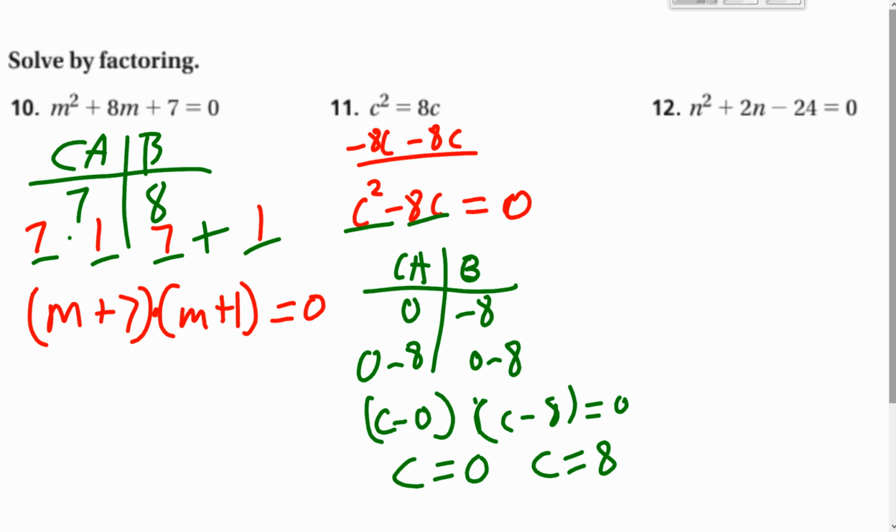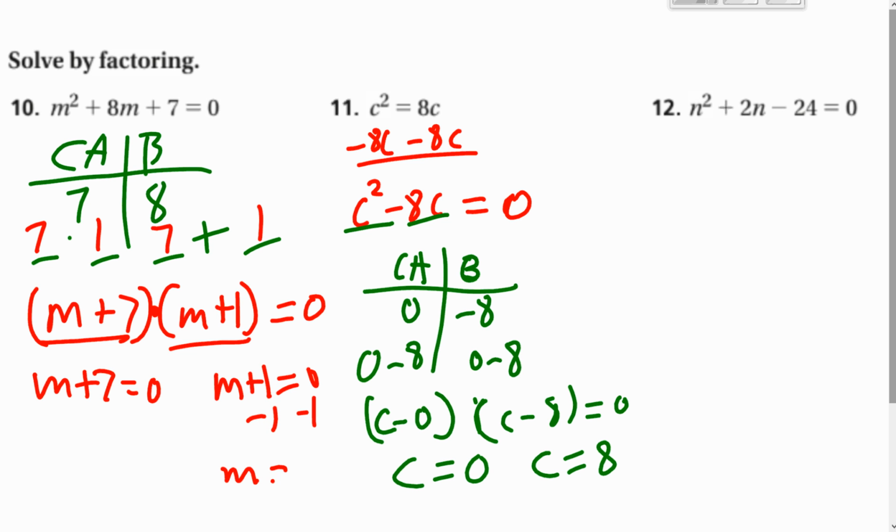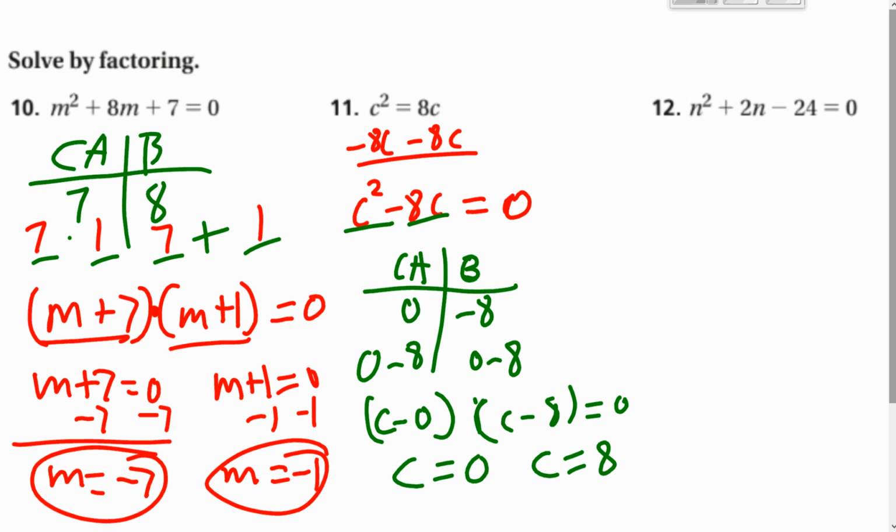So when I multiply two things and the answer is 0, that means this first thing equals 0, or the second thing equals 0. Then just solve for m, so m equals negative 1, and subtract 7 on this one, so m equals negative 7. So you have two answers. Notice those are opposite, so that's why I just took the opposite of this. C equals 0, opposite of negative 8 is positive 8. Same thing here. Again, you don't have an A. If your A is something other than 1, then once you get these answers, just divide by your A.